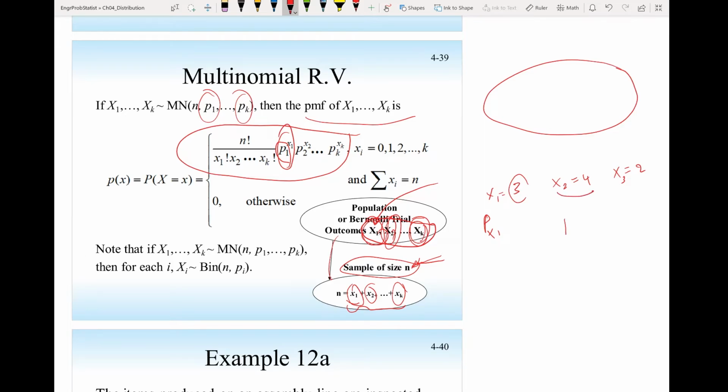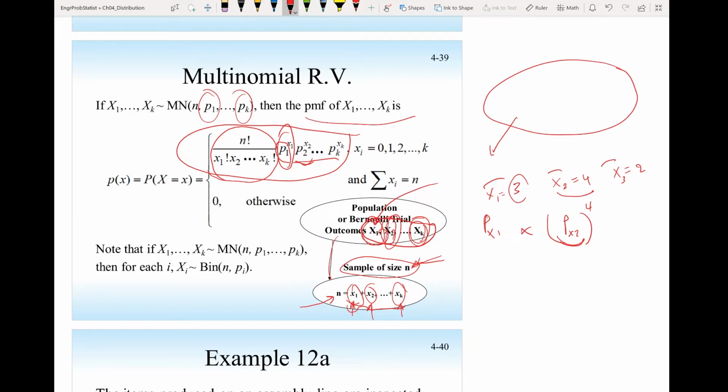Same thing here. If the probability of x2 occurrence is this one, then I will multiply it, and this will be to the power of 4, and so forth. Now, how many ways can I arrange x1, x2, and x3? That we use a combination. And we saw in chapter 2, it will be n factorial, the size of the sample, divided by x1 factorial, x2 factorial, all the way to xk factorial.